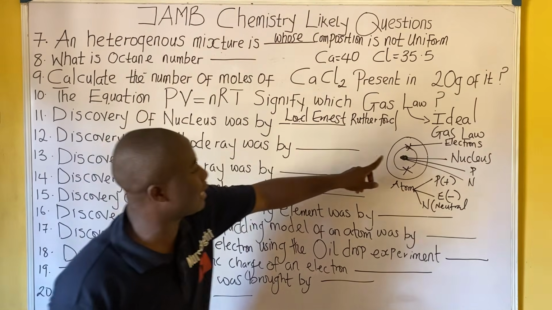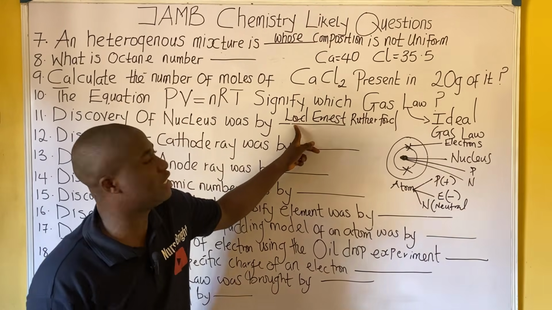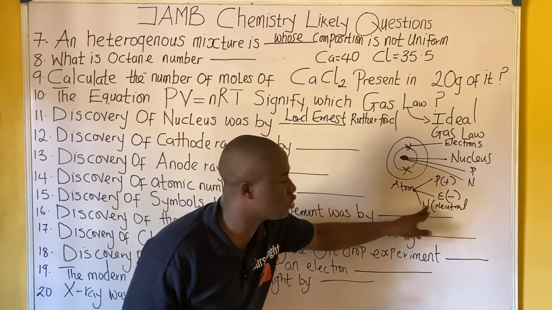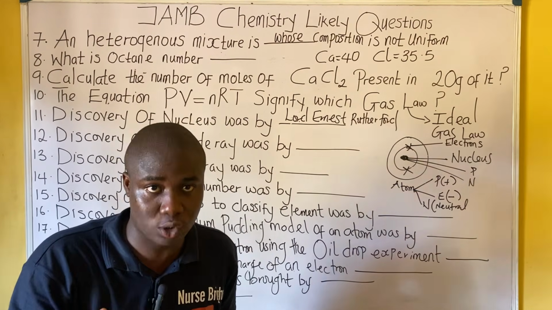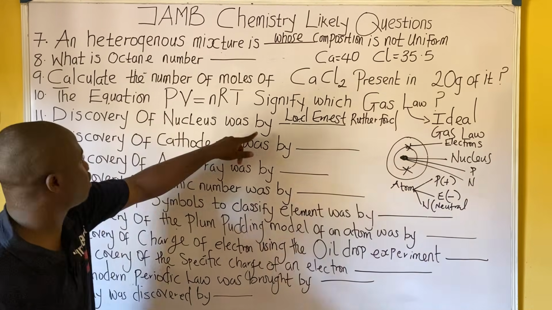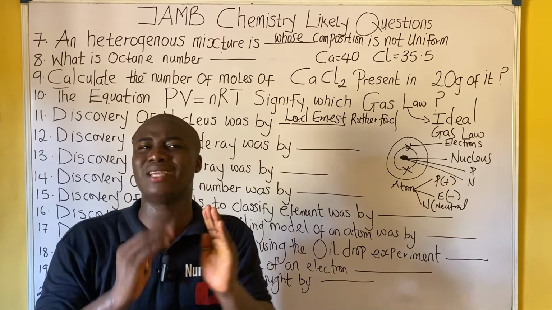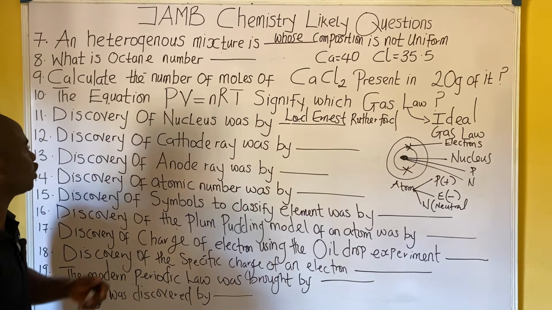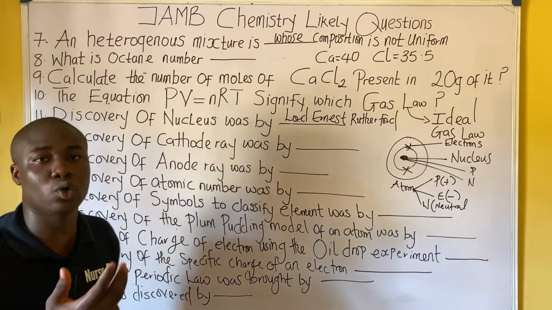So you should know here that the nucleus of an atom was discovered by Lord Ernest Rutherford. And also for these protons, electrons, and neutrons, they also have their discoverers, which I'll be talking about in the course of this lesson as well. But let's just focus on this nucleus. It was discovered by Lord Ernest Rutherford.